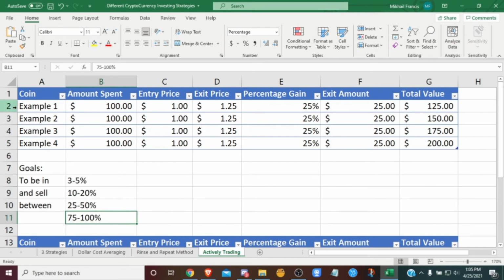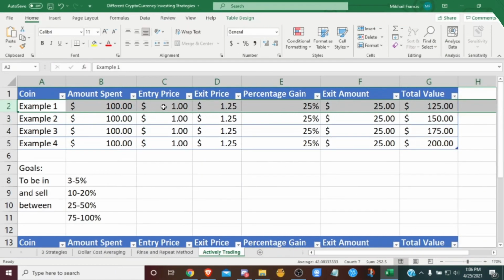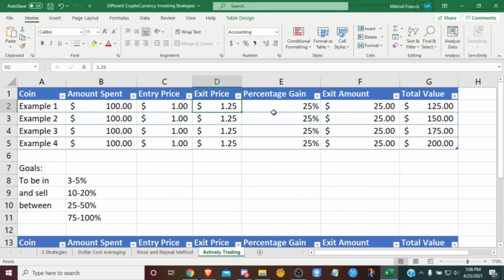For example, take a look at line 2. You got in when it was $1, you spent $100, and you exit when it's $1.25. From $1 to $1.25, that's a 25% gain. 25% of $100 is $25. So when you exited at $1.25, you came out with a 25% gain, you exited with $25. So now your total value after that one transaction, this one successful trade, that's $125.